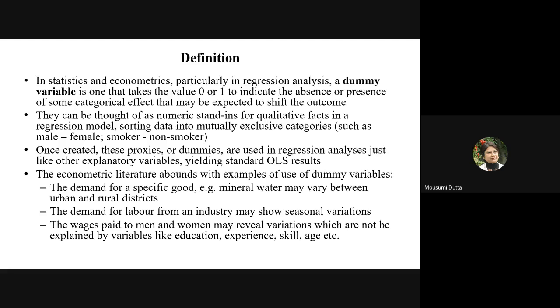They can be thought of as numeric stand-ins for qualitative facts in a regression model, sorting data into mutually exclusive categories, such as male, female, smoker, non-smoker, married, unmarried. Once created, these proxies or dummies are used in regression analysis just like other explanatory variables, yielding standard OLS results. As I mentioned, as long as the explanatory variable is a dummy variable, you will be able to apply the ordinary least squares technique.